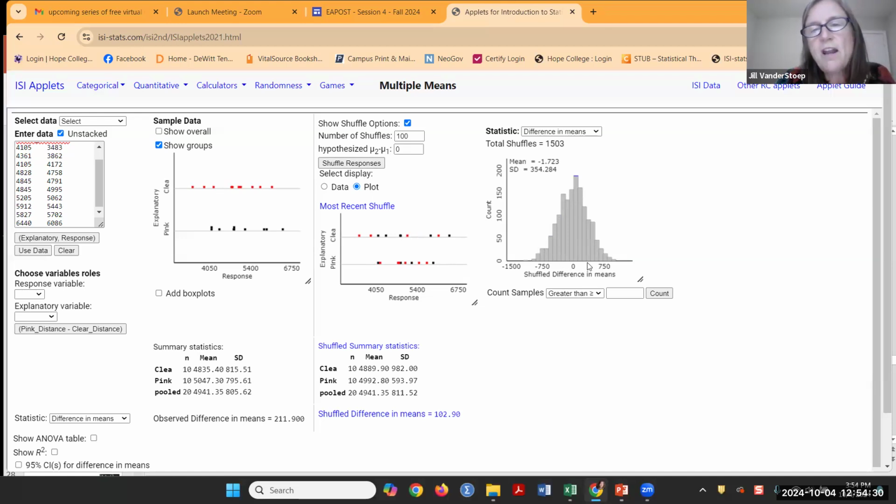But where's 211 here? Is it in the middle or is it out in the tail? Go to the chat. Where's 211 here? In the middle or out in the tail? And hit enter. It's much closer to the middle. Indeed, it is. And if I put it in and let the applet do the work in finding that p-value that measures how likely it is, we'll do that two-sided again.